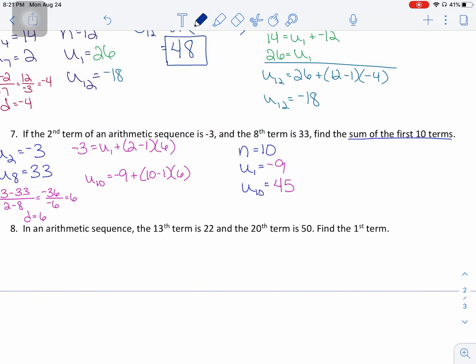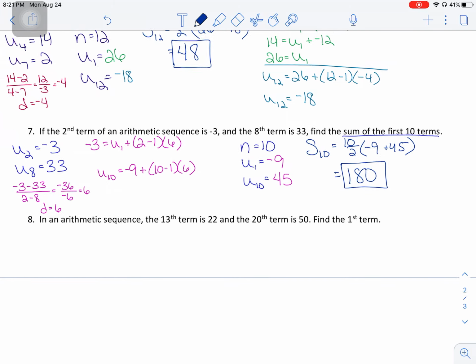All right. Finally, now that we have all the bits, parts, and pieces, to find the sum of the first 10 is going to equal 10 over 2 times negative 9 plus 45. You guys can probably even hear me hitting the buttons on the calculator maybe. All right, I'm getting 180. So there's the sum of that first 10 terms.